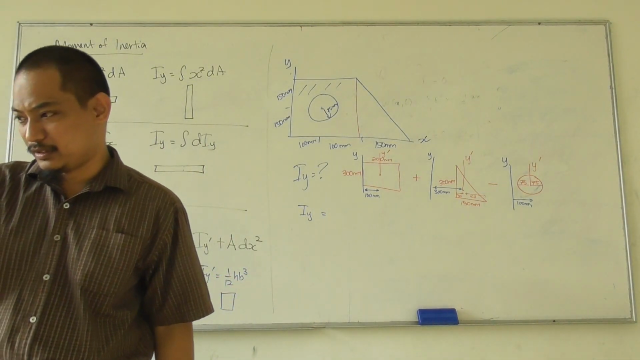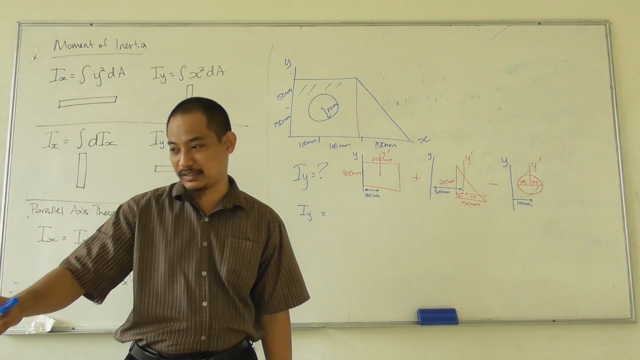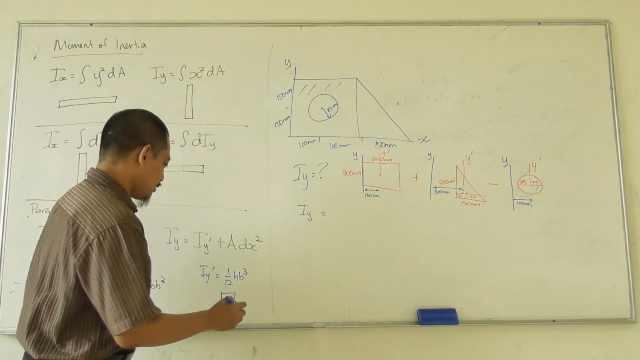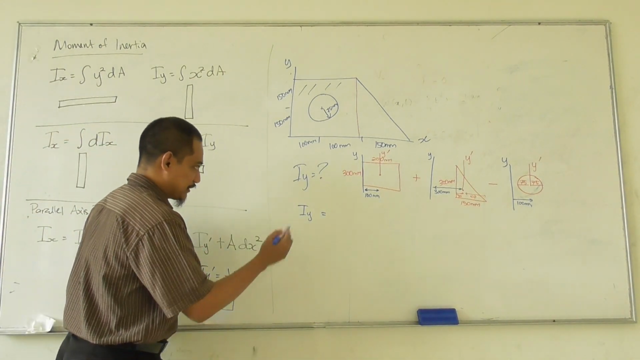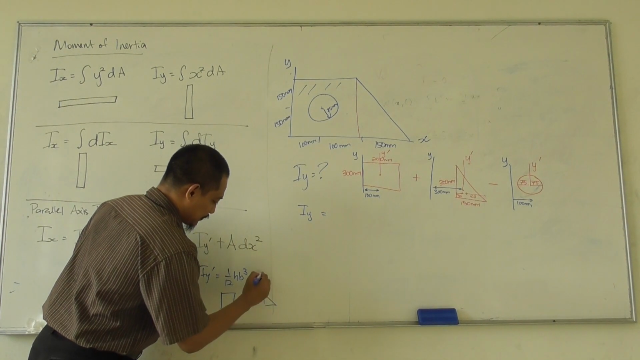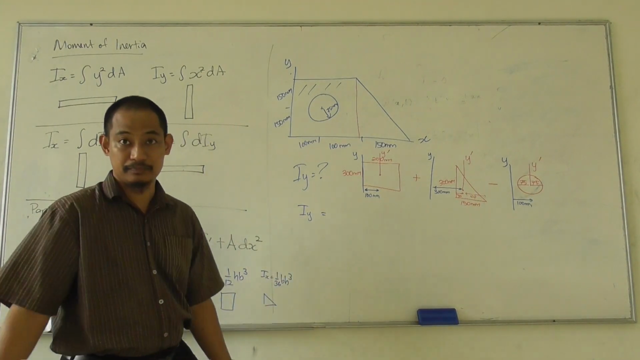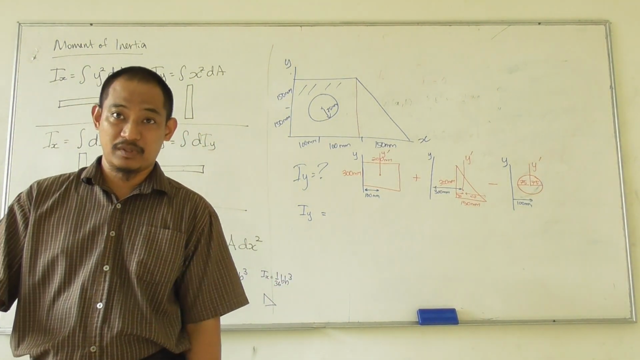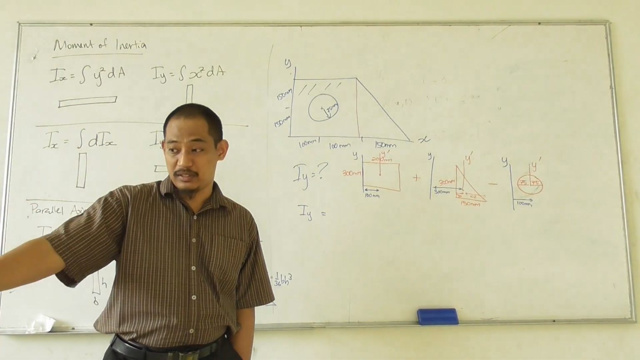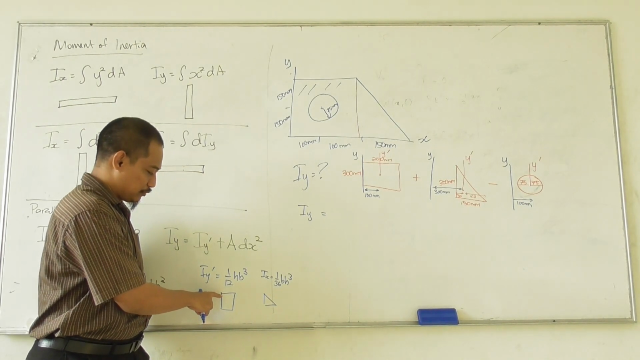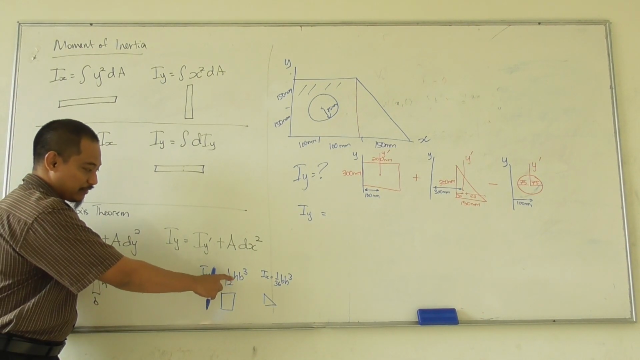If you look at the table, you will have 1/12 HB cubed. And for the triangle area, it gives Ix is 1/36 BH cubed, right? They will give you for triangle Ix equal to 1/36 BH cubed, and it only gives you that one. Please look at it and see if you understand. It only gives you Ix. Okay, in this rectangle, you will see Ix and Iy. Ix will give you 1/12 BH cubed, for Iy 1/12 HB cubed.